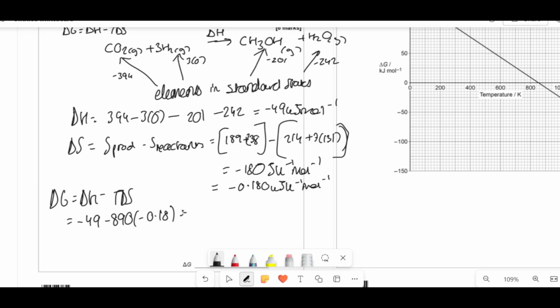If we do that, we should get 111.2, roughly 111 kilojoules per mole.